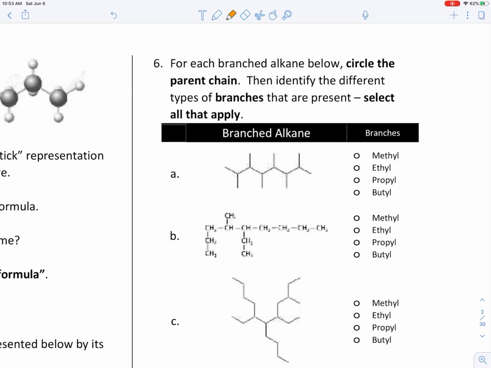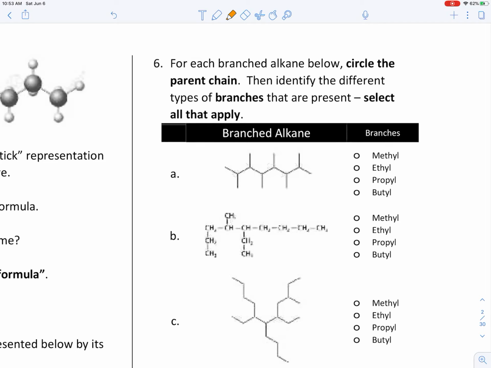We have a bond line formula. Each vertex in that diagram is a carbon atom. So that's a carbon atom at the end, this is a carbon atom, this is a carbon atom, etc. And they are bonded by just single bonds, which is why this is an alkane. So to begin with, we'll try to find the parent chain. It says circle, I'm going to highlight it.